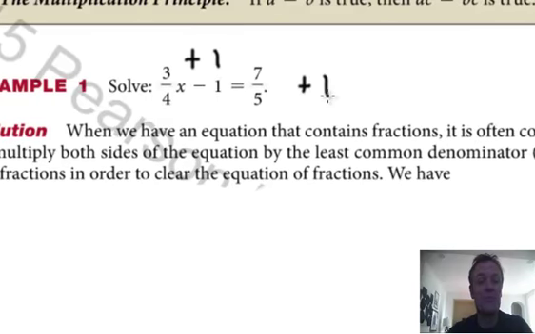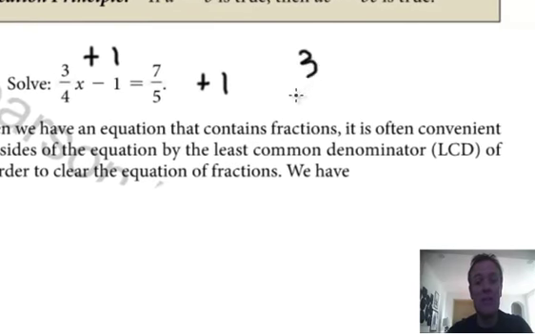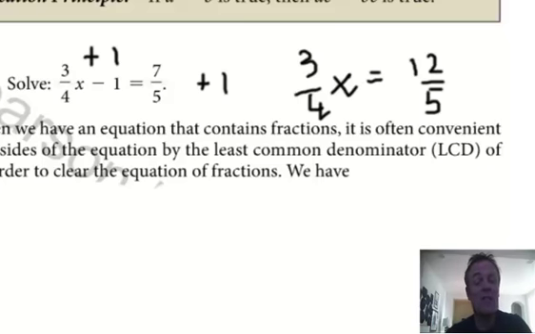Add a 1. You will then end up with 3/4 x equals, now 1 plus 7/5 is 5/5 plus 7/5, that's 12/5. Now that's fractions. Go away and look at that. Nobody likes fractions. 5/5, because that's 1, and 7/5 is 12/5. I just added 1 to 7/5.